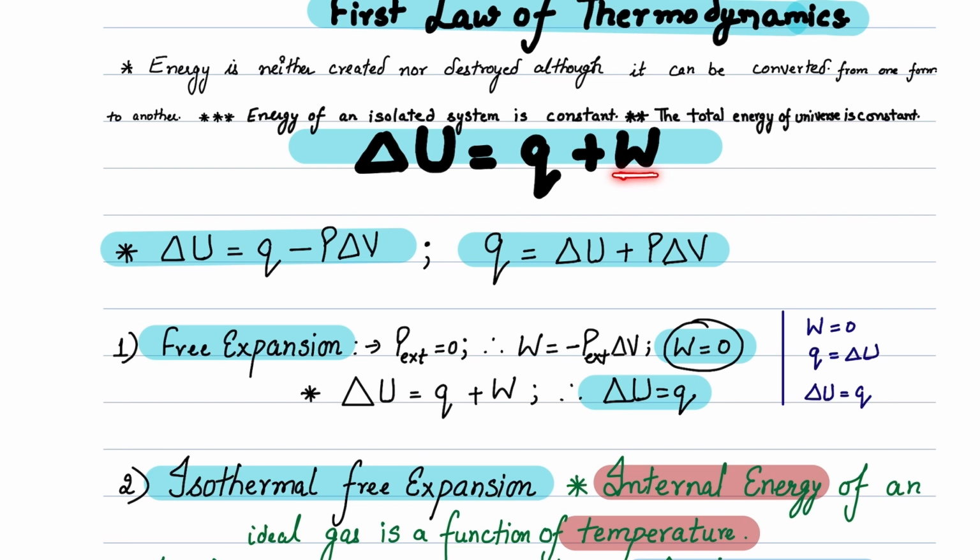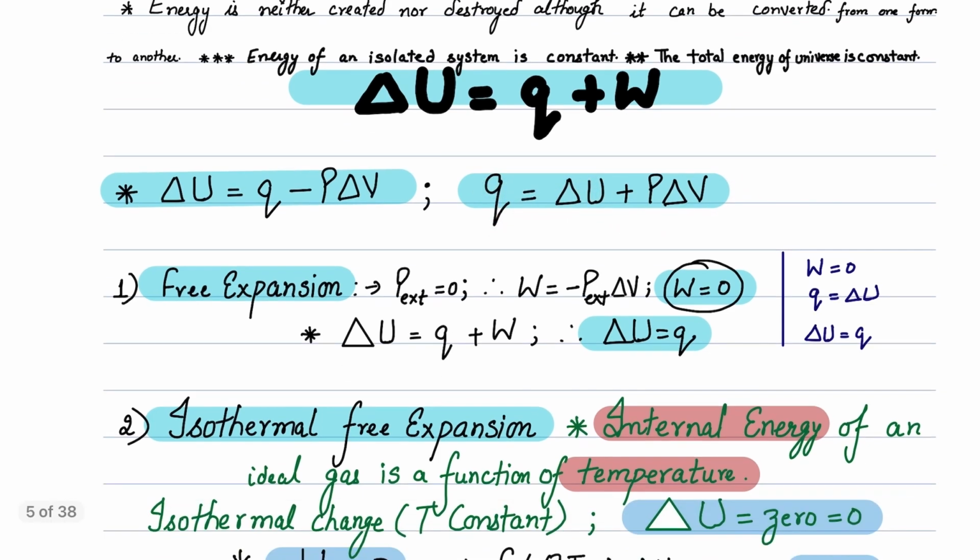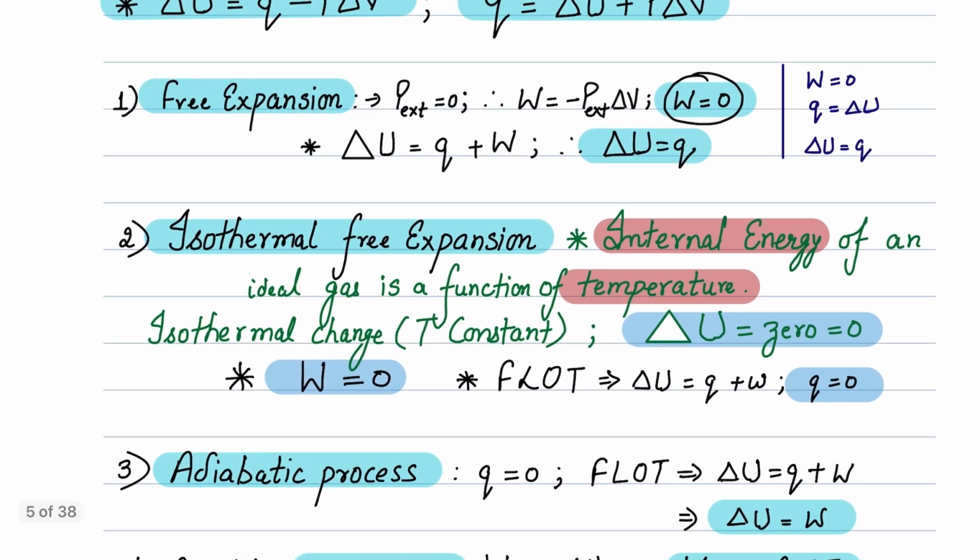We know that W is equal to negative of P external delta V. So, I can rewrite this as delta U is equal to Q minus P delta V, or Q is equal to delta U plus P delta V. Now, let us come to few results from first law of thermodynamics. Our first case is a case of free expansion.